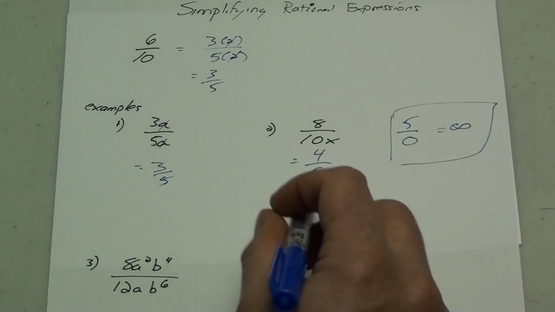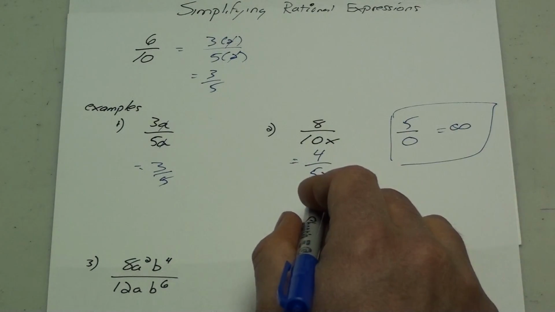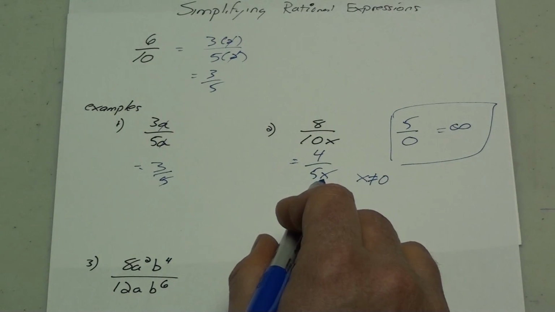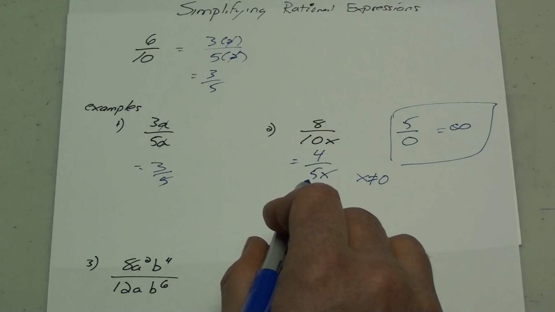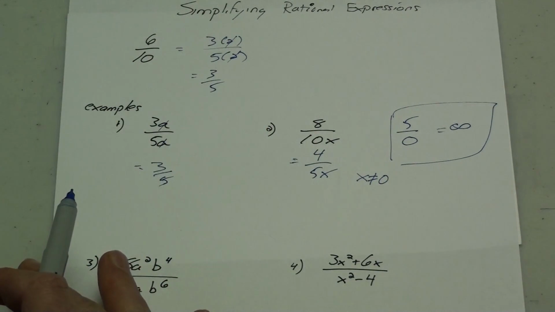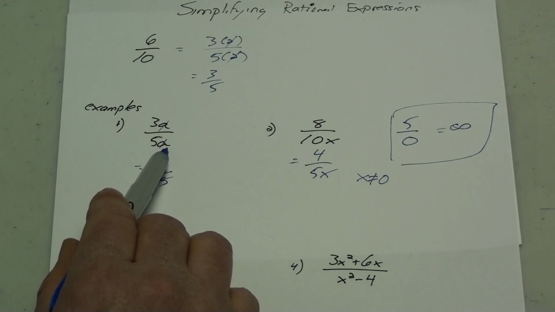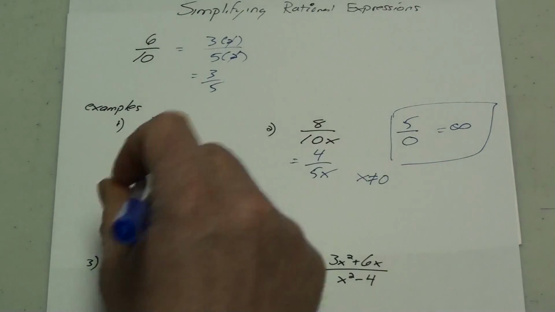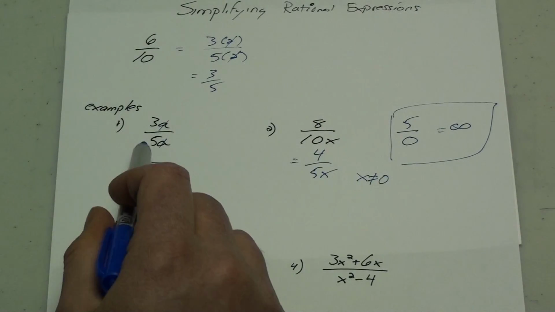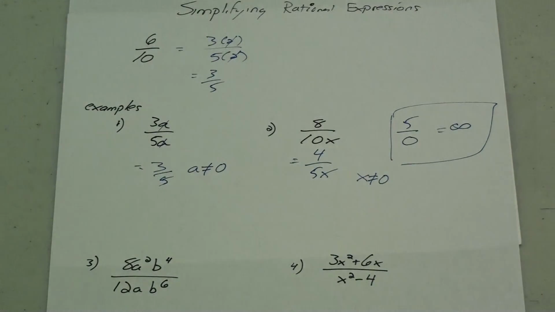So what I have to do is I have to put something called a restriction on. 5 times x. Well, this all works as a fraction, 4 over 5x, except if x equals 0. So x is not allowed to equal 0. Because if x equaled 0, I would have 5 times 0, which is 0, and I'd have 4 over 0 as a fraction, which is not good. When I go back to my first question, 3a over 5a, if a equaled 0, I would have 5 times 0. That is not good. I cannot have my bottom go to 0.